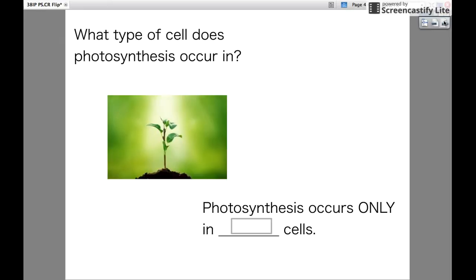Okay, when we look at our third question down, what type of cell does photosynthesis occur in? Hopefully by this point you remember that chloroplasts are only found in plant cells. So here you have photosynthesis occurs only in plant cells. Again, remember from last week, plant cells only have a cell wall, a chloroplast, and a large vacuole. That's the only thing that makes them really special. Everything else they share with an animal cell.